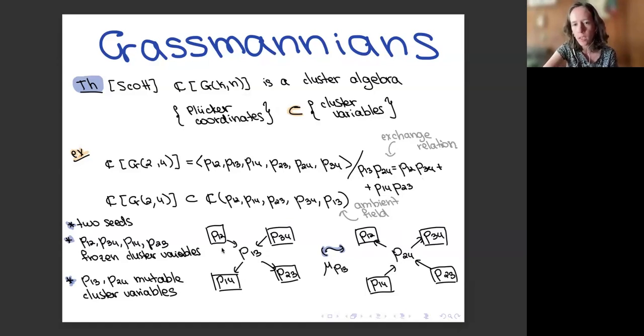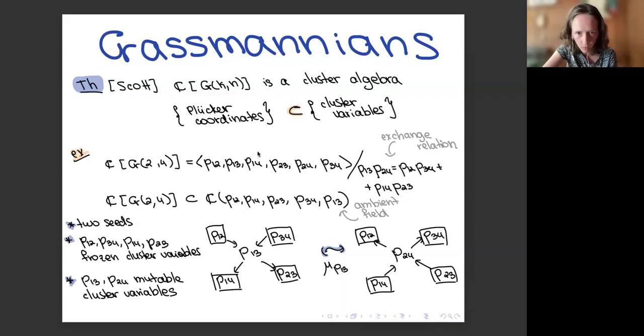So this is it. This is a rank one, a one mutable vertex cluster algebra. It has exactly just two seeds, and this is it. And so as a cluster algebra, you can think of it as being generated by these cluster variables, P12, P13, P14, P23, P24, and P34.